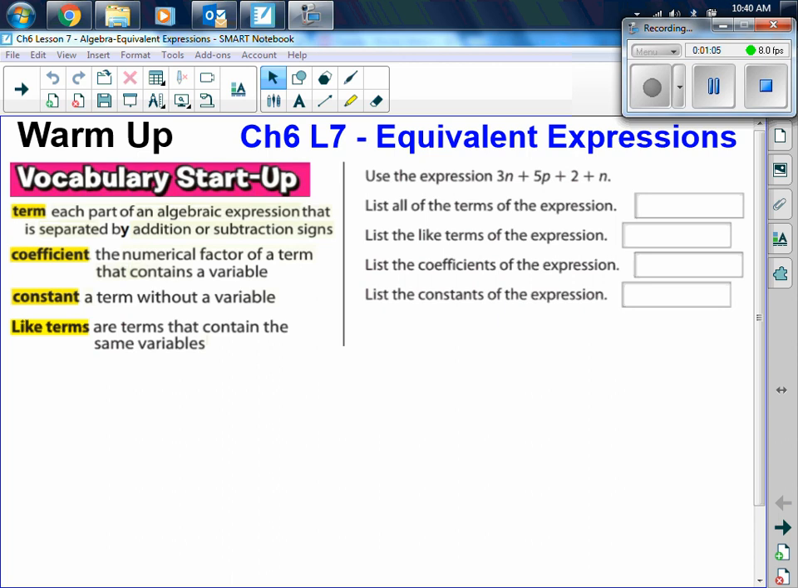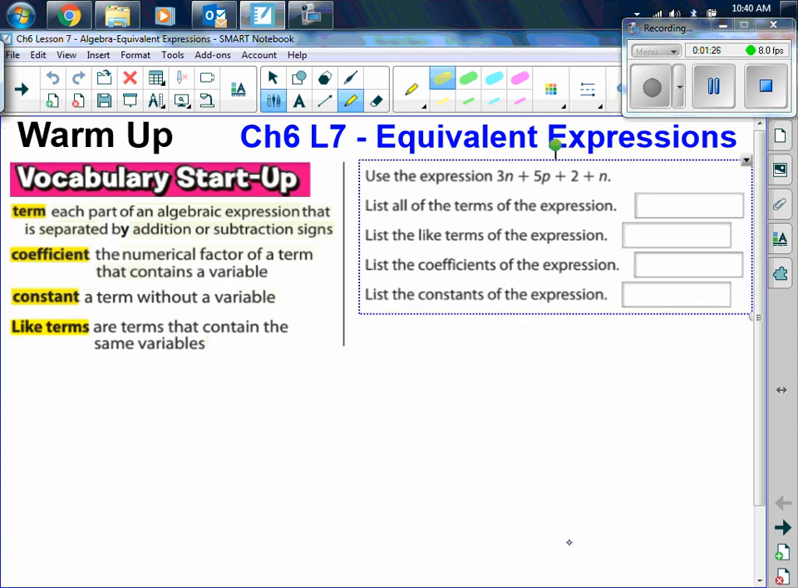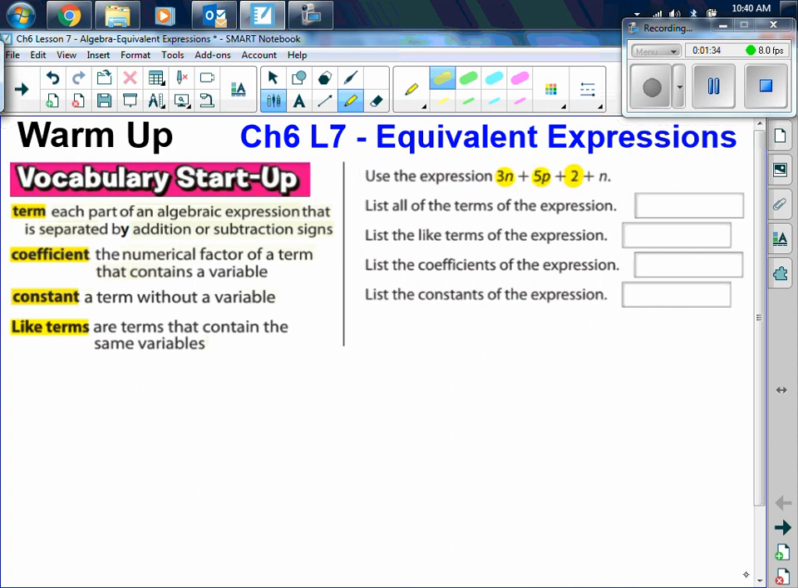So, in the expression 3n plus 5p plus 2 plus n, we want to list all of the terms of the expression. Remember, the terms are separated by addition and subtraction. So the terms are what? 3n, 5p, 2, and n. Very good. So the terms are 3n, 5p, 2, and n.